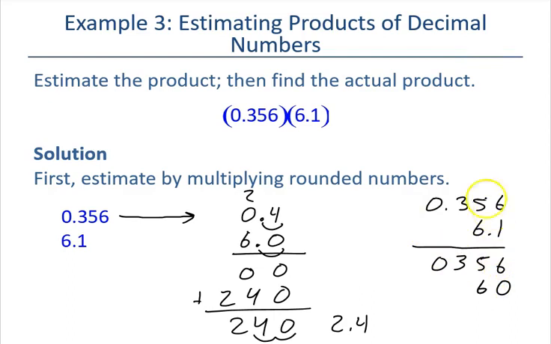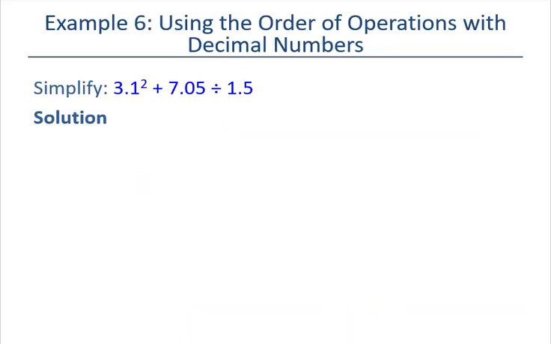6 times 6 is 36. Okay, I got 6 times 5 is 30, plus 3 is 33. Oops, that's going to be a 3. 6 times 3 is 18, plus 19, 20, 21. So here I've got a 1 and a 2. Okay, so let's come in here, add all this up. I've got 6, 11, 7, 1, and 2. So my actual is going to be 217.16.